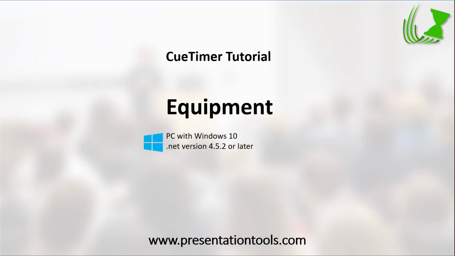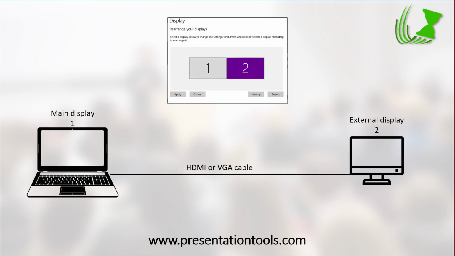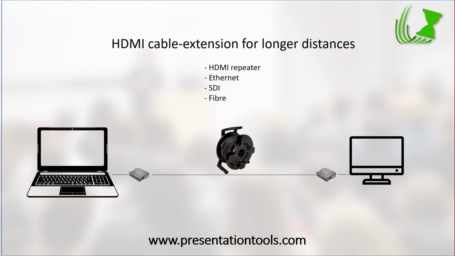CueTimer requires a computer with Windows 10, and you need two monitors. The first monitor is usually the monitor on your laptop, and you need an extra monitor to see the countdown. In the Windows configuration, you would usually set it up like this, with this being your main display and this being your extended display, so it's not mirror displayed. And for longer cable distances, you usually need some kind of extender system, like an HDMI repeater, Ethernet, or like this SDI, or fiber.